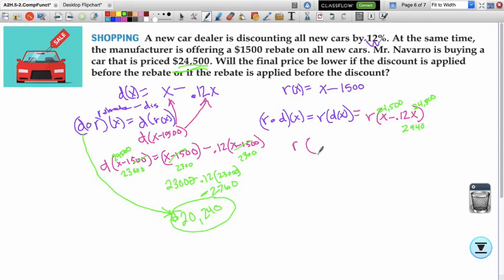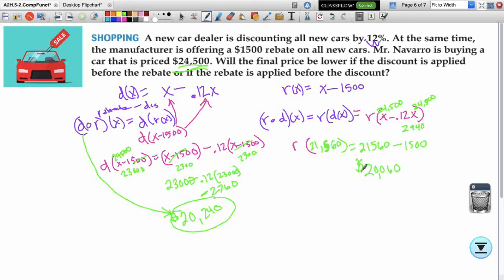So we're really not doing anything but R of 21,560, excuse me, 560. So again, if you're typing this all in your calculator, do 0.12 times this, you get your 2,940. You do 24,500 minus this, we end up with this. Now we're going to take this value and plug it into our R function. So we're going to have 21,560, and we're going to minus 1,500 from that. So minus the 1,500 here, we're going to end up with this as our total price, okay?